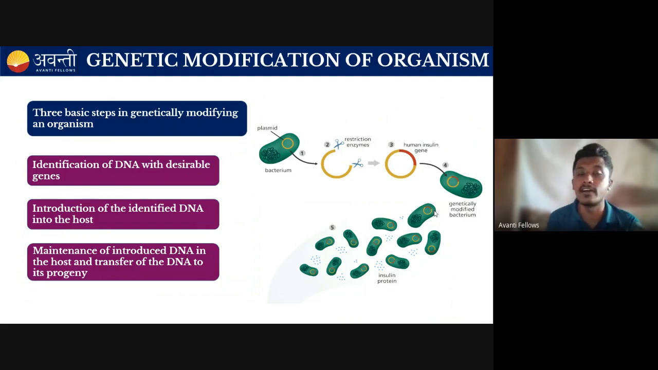Why do people suffer from diabetes? Because they don't have the capacity to produce a healthy insulin. Now, how do we produce insulin? Insulin is nothing but a hormone, and it is made up of proteins, and it has a gene which is present in the human being.